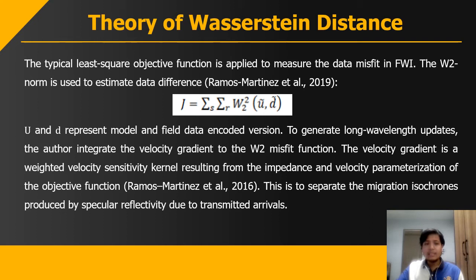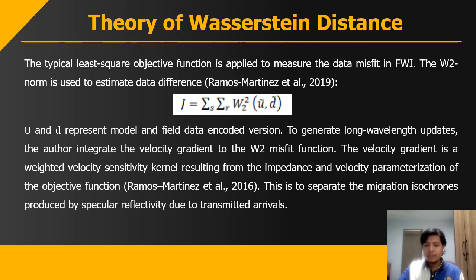Now, the typical least squares objective function is applied to measure the data misfit in FWI. The WT-norm is used to estimate the data difference. Okay, we can see here the equation used for this theory, where U and D represent model and field data respectively. To generate long wavelength updates, the authors integrate the velocity gradient into the WT misfit function. Now, the velocity gradient is a weighted velocity sensitivity kernel resulting from the impedance and velocity parameterization of the objective function. Now, this is to separate the migration isochrons produced by specular reflectivity from those due to transmitted arrivals.